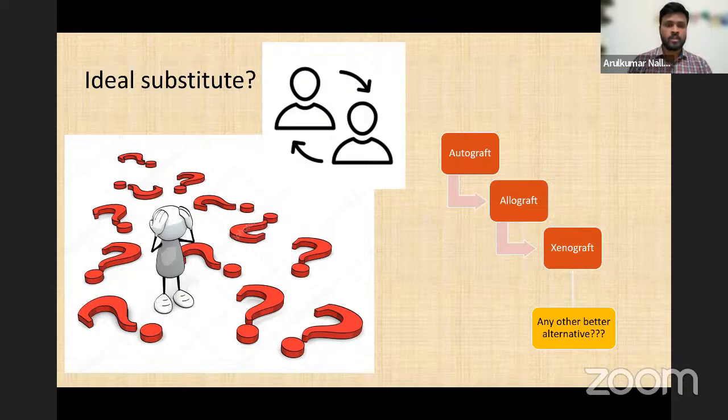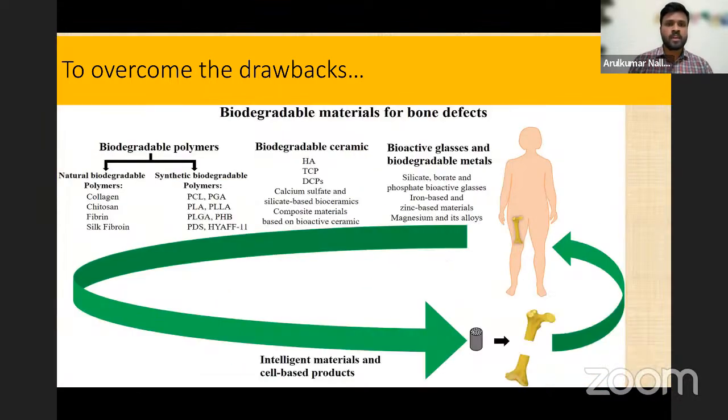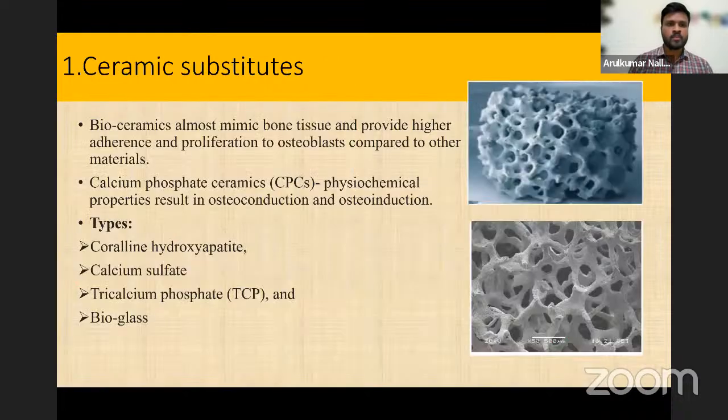So we are moving towards other better alternatives to overcome those drawbacks associated with the previous generation of bone grafts. Recent research has brought out biocompatible materials that cells can adhere to or replace with the extracellular matrix to restore the original tissue. So these are biodegradable materials that can be used for bone defects. Basically they are natural polymers, synthetic polymers, or ceramic substitutes in terms of hydroxyapatite or bioactive glass. The first entity we regularly use in clinical practice is the ceramic substitutes.